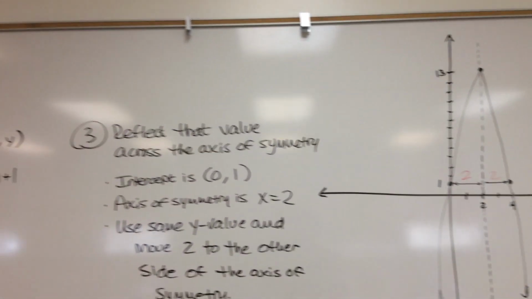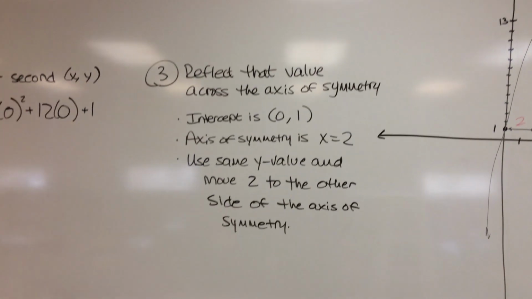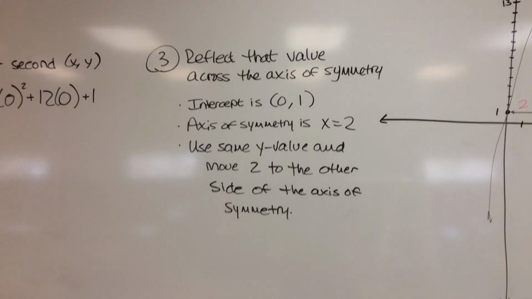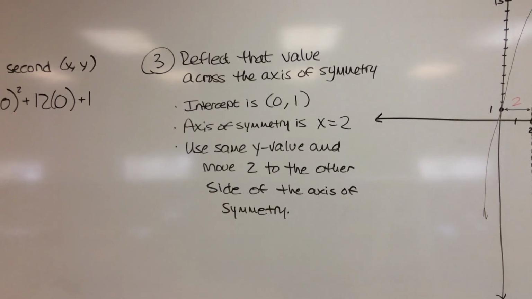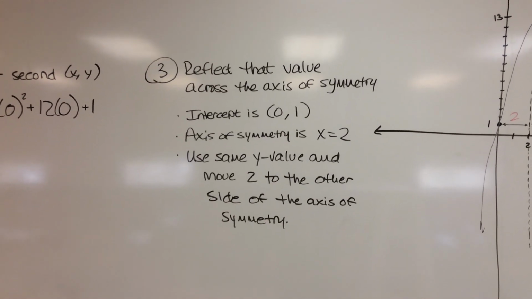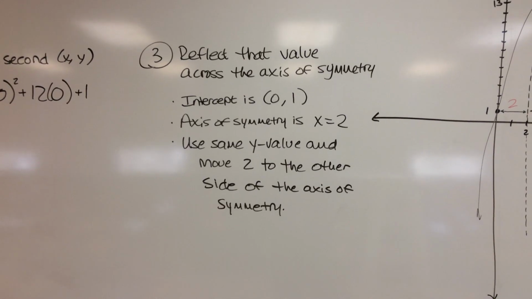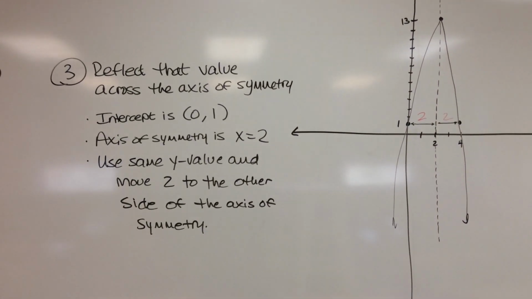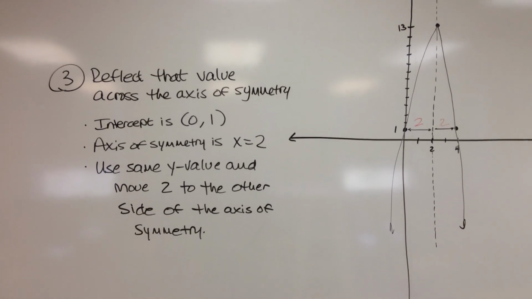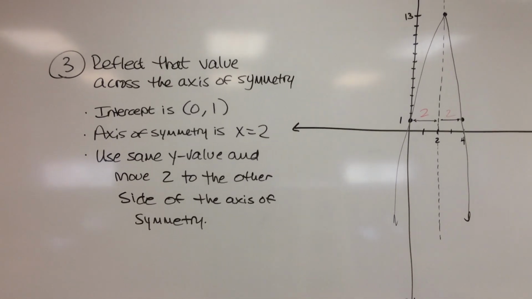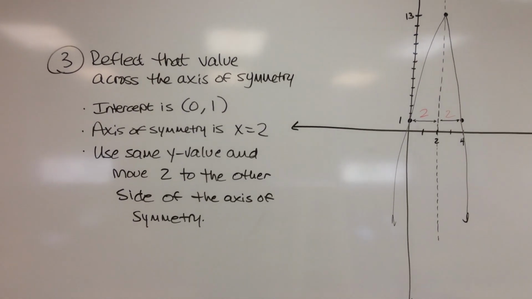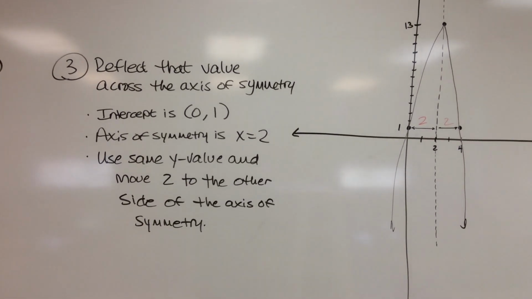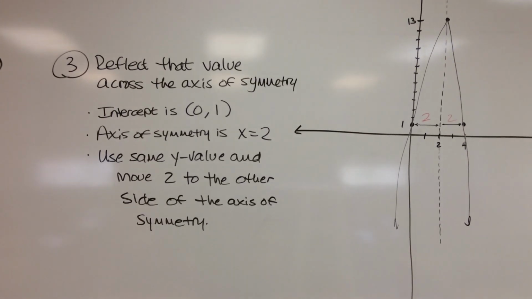All right, next step, our third and final step. We're going to find our third value that we need, and we find that by reflecting the y-intercept, that second value we just found. We're going to reflect that value across the axis of symmetry. So our intercept was 0, 1. There it is. The axis of symmetry was at x equals 2. We already found that in step 1. We're going to take the same y value for our third point as our intercept.